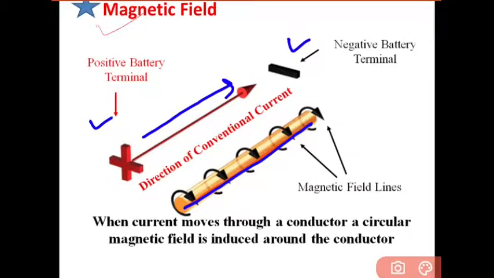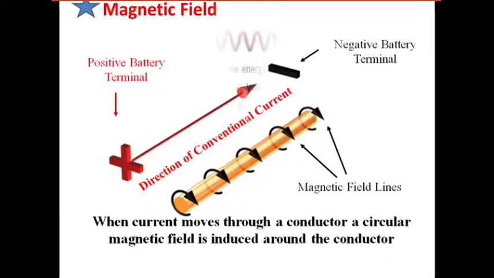So whenever we pass the current through the conductor, a magnetic field is produced around this conductor. It is the very basic principle to generate the magnetic field. When current moves through a conductor, a circular magnetic field is induced around the conductor. This principle works in every motor for the generation of magnetic field.